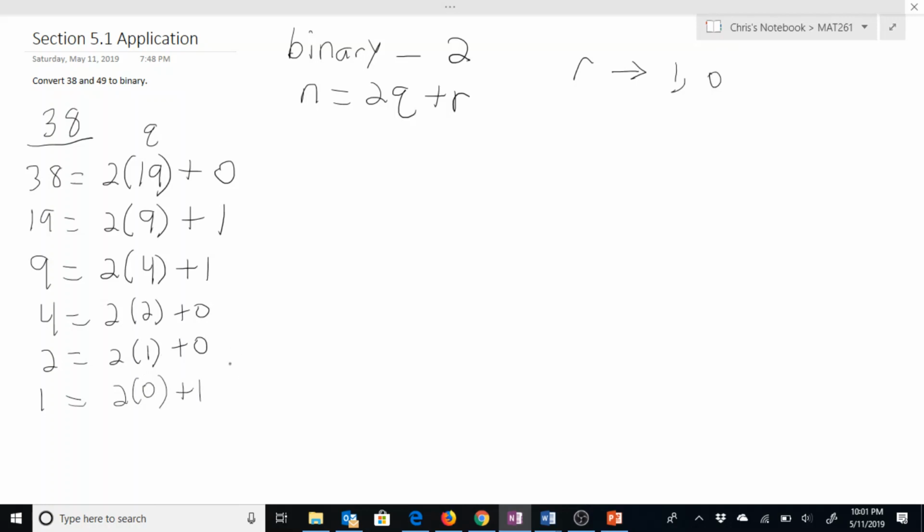So now the way that this is written in binary, this goes from the bottom up to the top. So 38 is a number using base 10. This is equal to, in binary, 1 0 0 1 1 0.